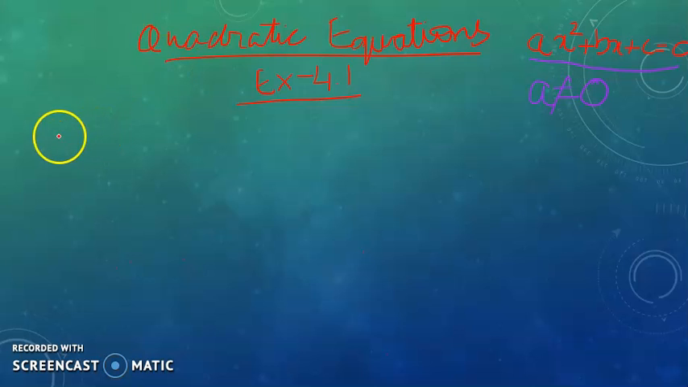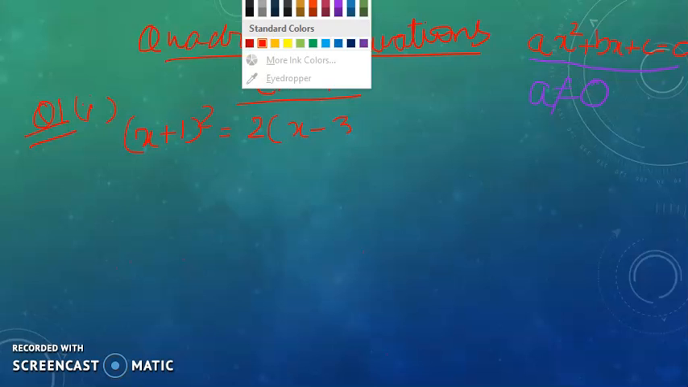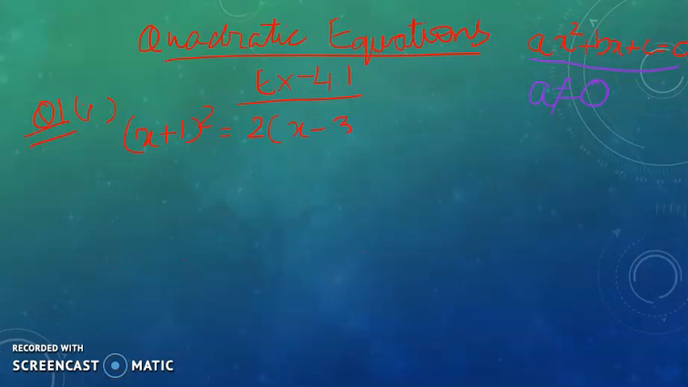Now in exercise 4.1, the first question says that you have to tell whether it is a quadratic equation or not. So the first part says (x plus 1) whole square is equal to 2 into (x minus 3). Now you have to check whether it is a quadratic equation or not.